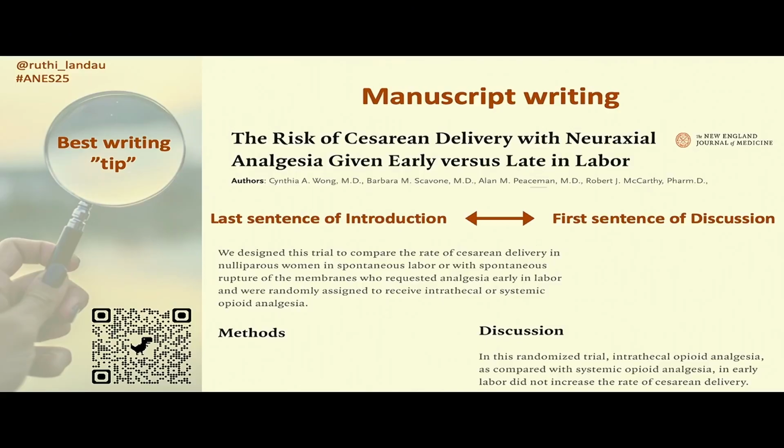What they did, what you looked at. The sentence is a bit long, but it's very clear. And then the discussion, first sentence, in this randomized trial, intrathecal opioid analgesia as compared with systemic opioid analgesia in early labor did not increase the rate of cesarean delivery. You changed practice. So read that paper as a model of how to write your paper.